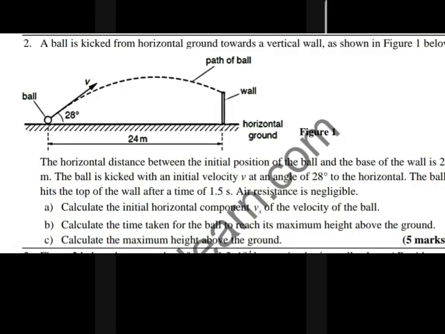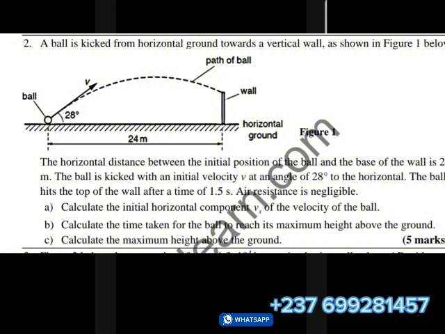So in this video, we are going to see question 2 of the Westmark, and it is on projectile motion. We are given a ball kicked from horizontal ground towards a vertical wall as shown in the figure, so that the horizontal distance between the initial position of the ball and the base of the wall is 24 meters. The ball is kicked initially at a speed of v at an angle of 28 degrees to the horizontal. The ball hits the top of the wall after 1.5 seconds.